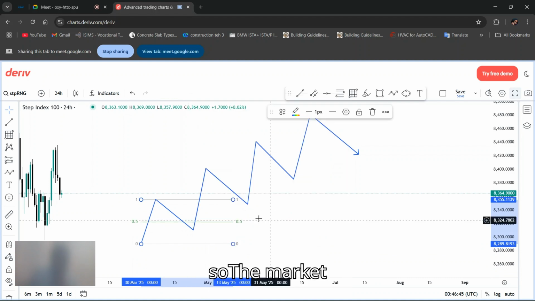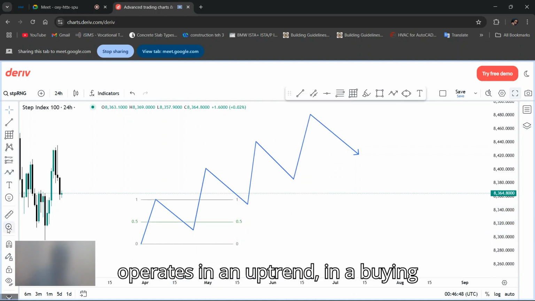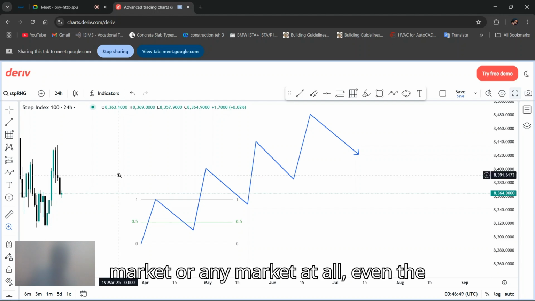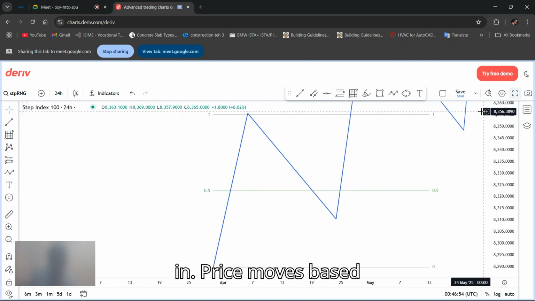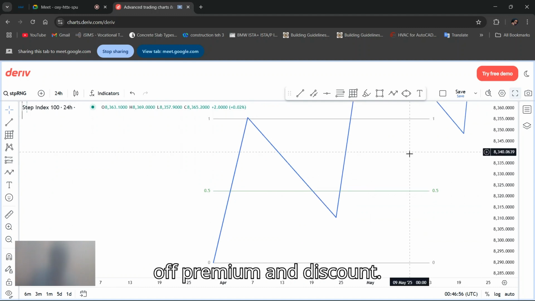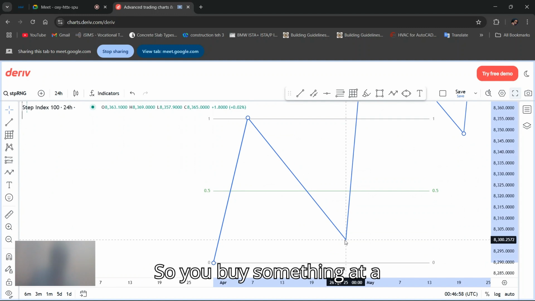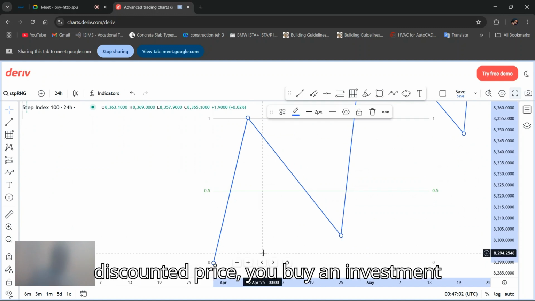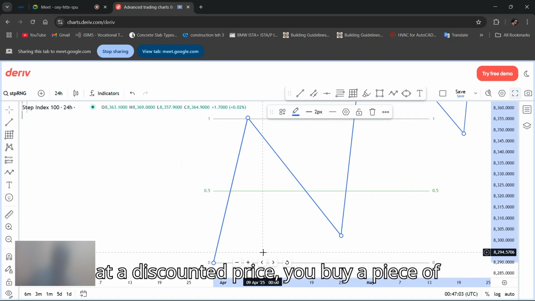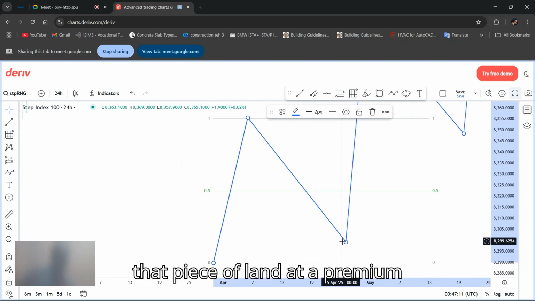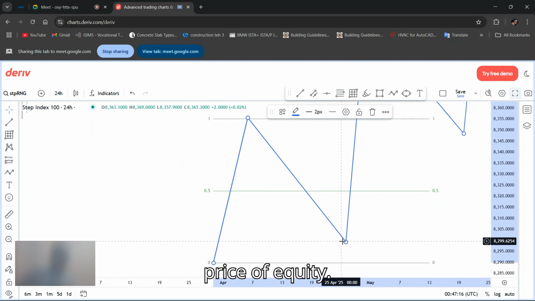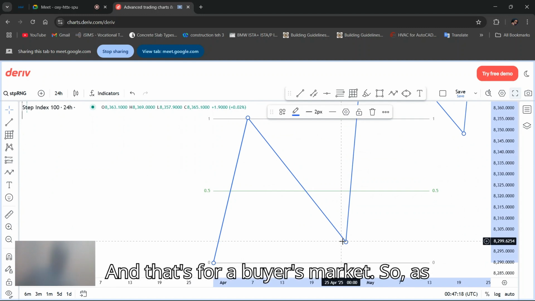Okay, so the market operates, in an uptrend, in a buying market, or any market at all, even the economy that we are currently in. Price moves based off premium and discount. So you buy something at a discounted price, you buy an investment at a discounted price, you buy a piece of land at a discounted price, and in maybe 2-3 years, you're going to sell that piece of land at a premium price of equity, and that's for a buyer's market.